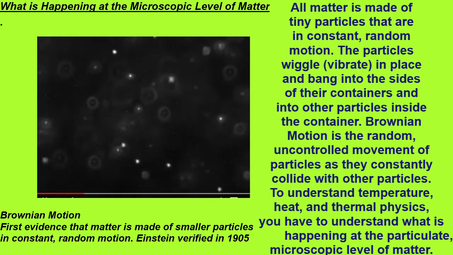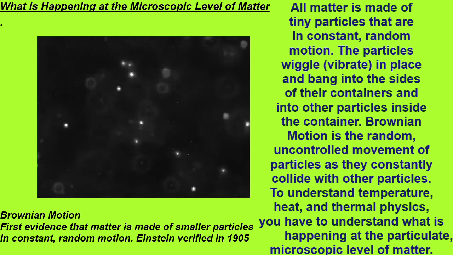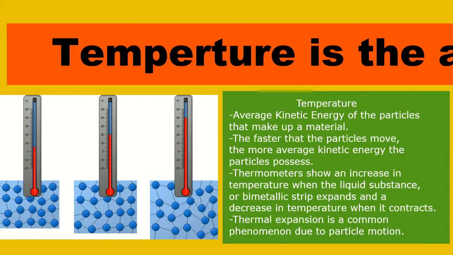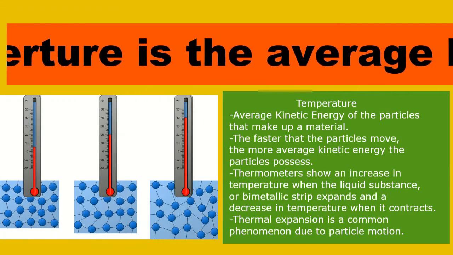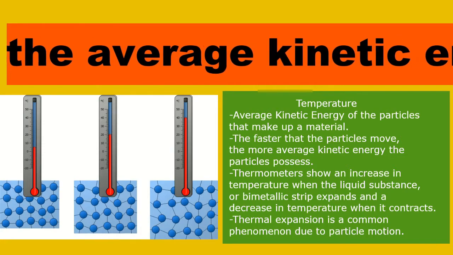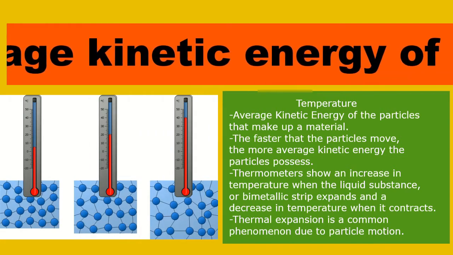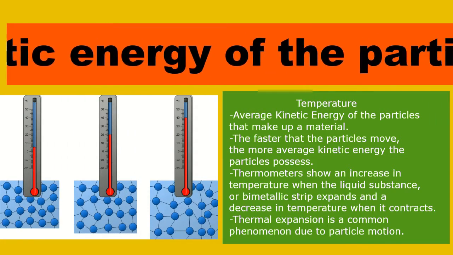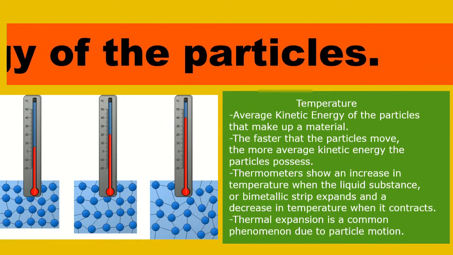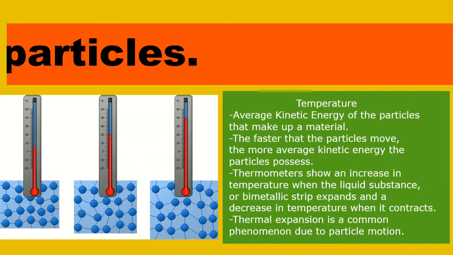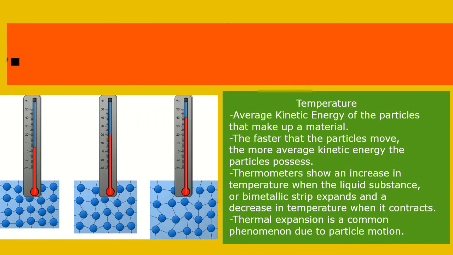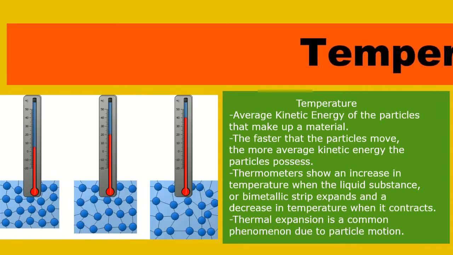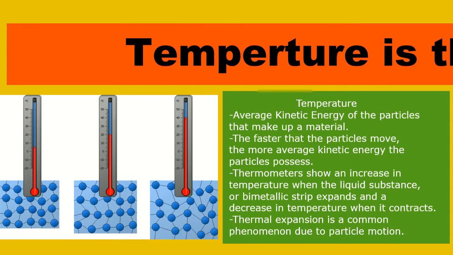Most people think of temperature as how hot or cold something is, but in science, its meaning has to do with the constant random motion of the particles. The faster the particles move, the more average kinetic energy the particles possess. The average kinetic energy of the particles is precisely what temperature is a measure of. We use a thermometer to measure temperature.